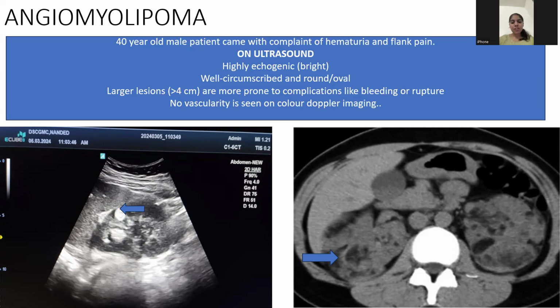And if you look at the CT scan of that patient, we are able to see that there are multiple fat densities present in the bilateral kidneys. So this is mostly a case of angiomyolipoma. On Doppler study, there will be no vascularity seen.